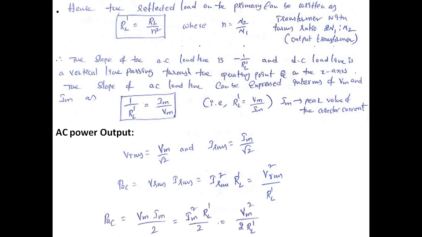Otherwise we can quote PSC equal to Vm Im by 2. You substitute Vrms equal to Vm by root 2 and Irms equal to Im by root 2, Vm by root 2 into Im by root 2, that gives you Vm Im by 2. Similarly, you substitute here, you will get Im square into RL dash divided by 2. You substitute Vrms here, which is Vm by root 2, you get Vm square by 2 RL dash.